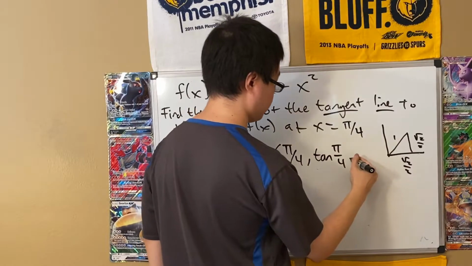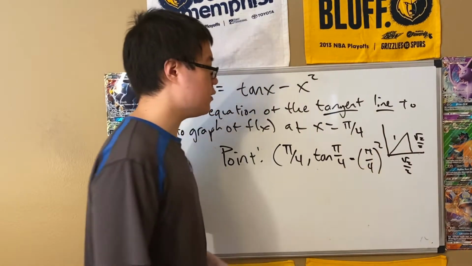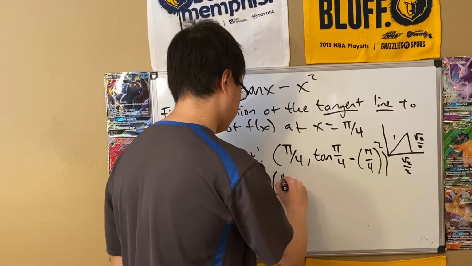Minus this thing right here, so minus pi over 4 squared. So it's going to be a little bit complicated, but we don't have to simplify it all. So this is going to be the point. So it looks like it's going to be pi over 4.